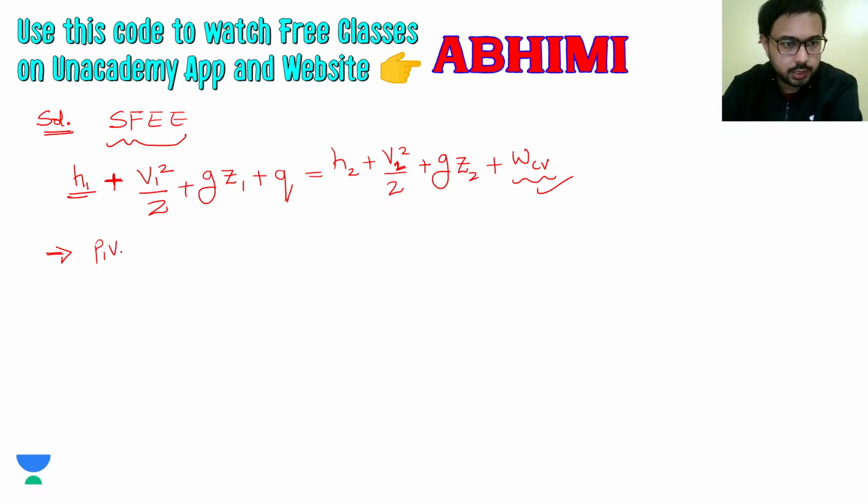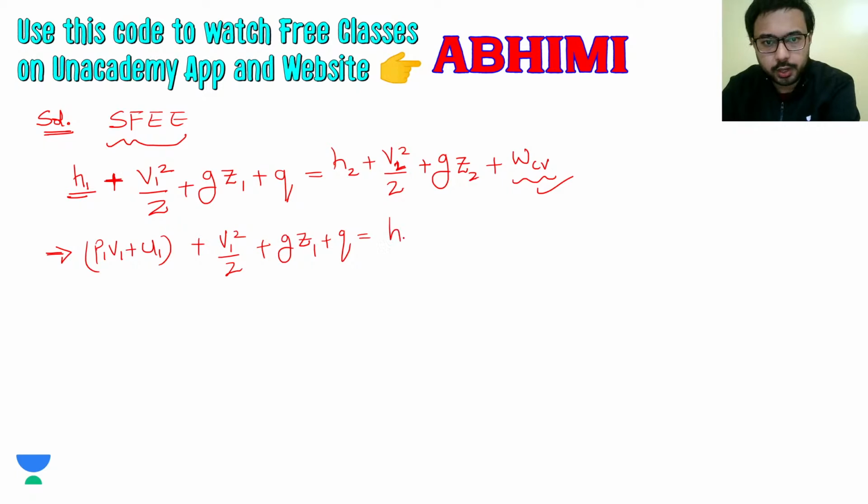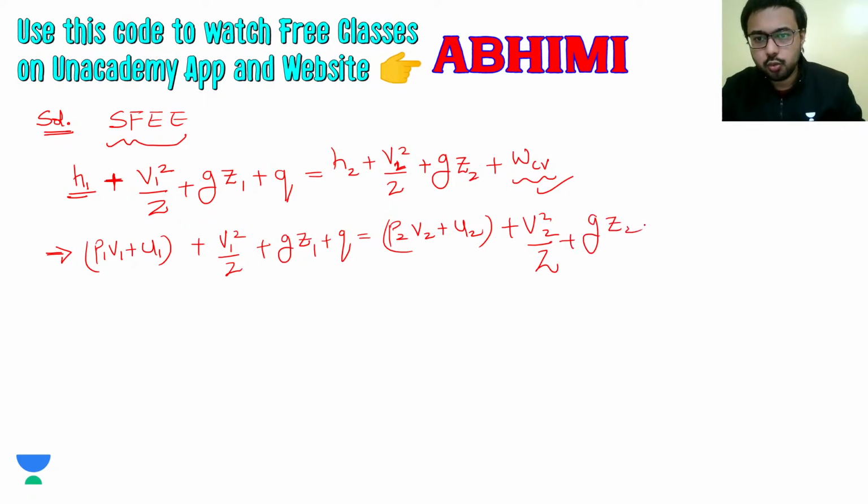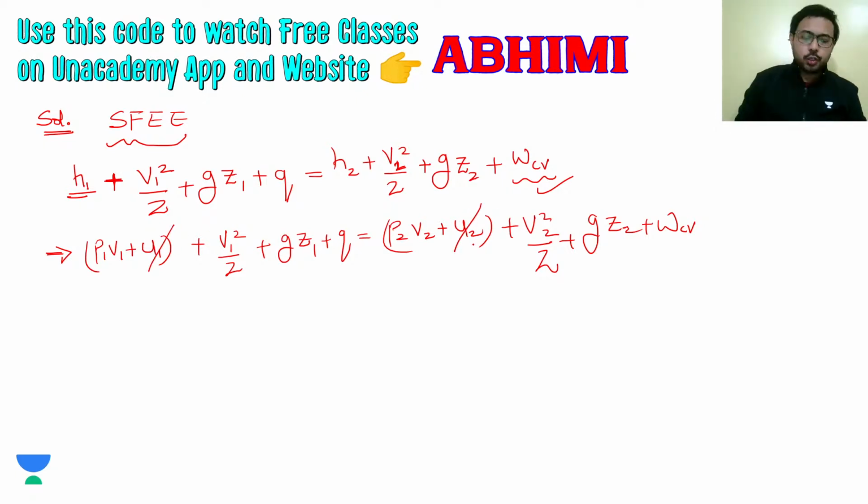P1 V1 plus U1 plus V1 square divided by 2 plus GZ1 plus Q is equal to H2, since enthalpy here is P V plus U. In place of H2 we were writing just like H1, it will be P2 V2 plus U2 plus V2 square divided by 2 plus GZ2 plus work control volume. So what you have right here is this equation, and you have to cancel this Q1 and Q2.